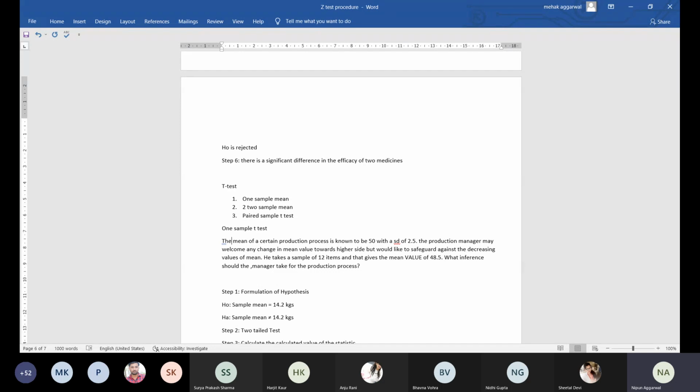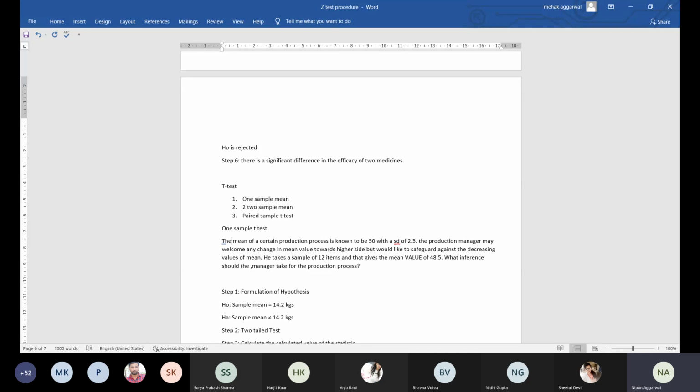Fine. So tell me, what is this case? Here we have taken one sample, and now we have to compare that sample mean. So the mean value of 48.5 is to be compared with the population mean of 50. That is the case of one sample mean, and because the sample size is 12 items only, which is less than 30, it is a case of one sample t test.